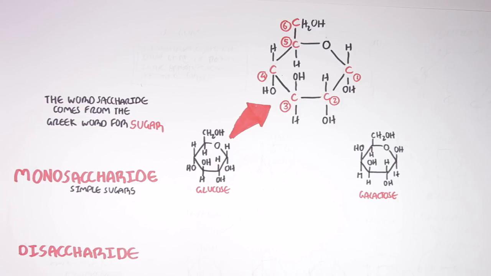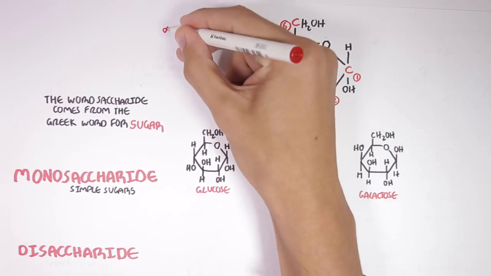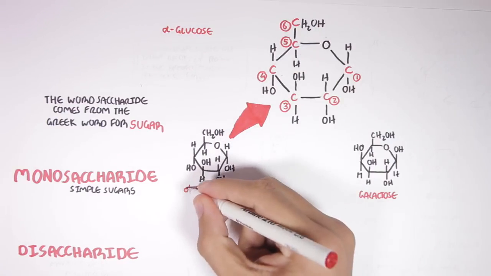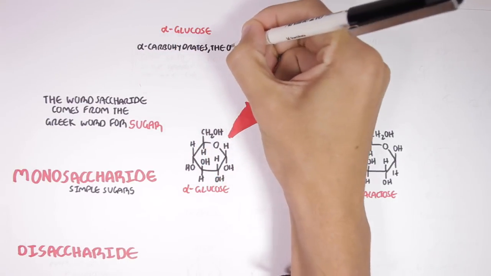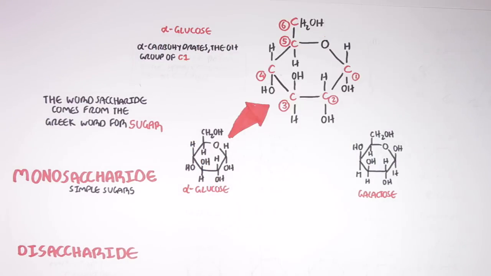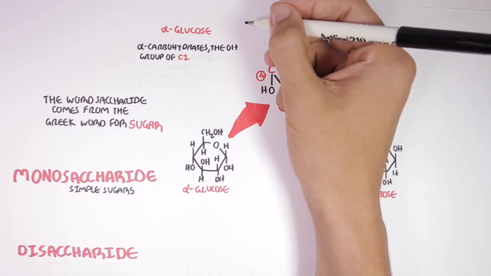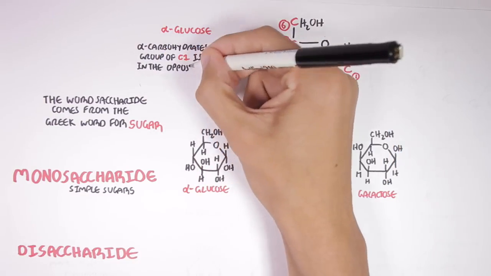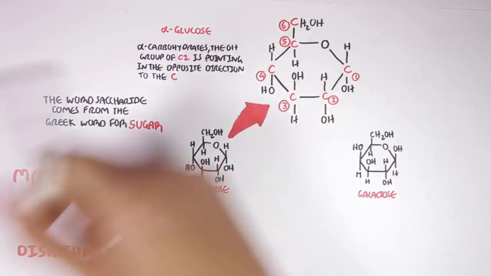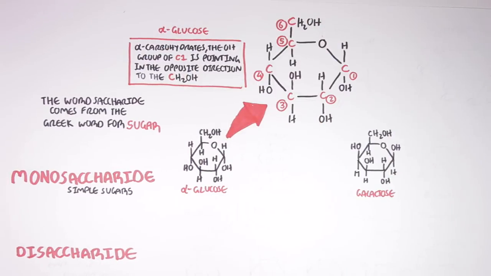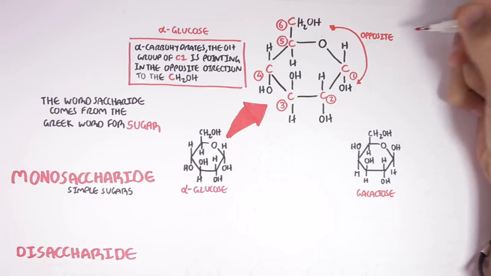This particular type of glucose is actually an alpha glucose, because it has an alpha configuration. Alpha carbohydrates is where the hydroxyl group, the OH group of carbon number 1, is pointing in the opposite direction to the carbon number 6. So these are opposite each other.